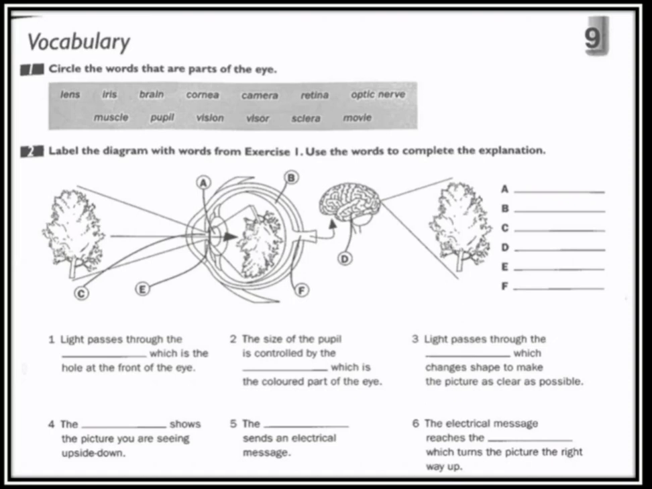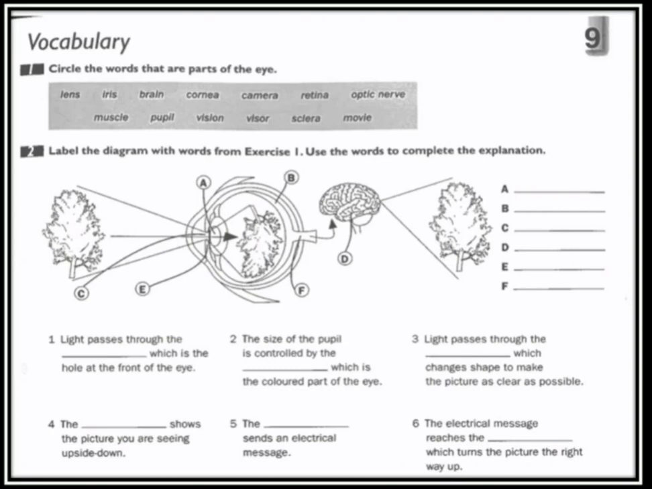Let's start reading first. Lens, iris, brain, cornea, camera, retina, optic nerve, muscle, pupil, vision, visor, sclera, or movie. Now, what are the words that are parts of the eye? Let's put a circle around them. First, lens, iris, cornea, retina, optic nerve, pupil, sclera.